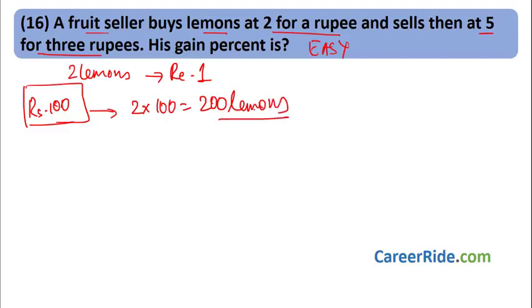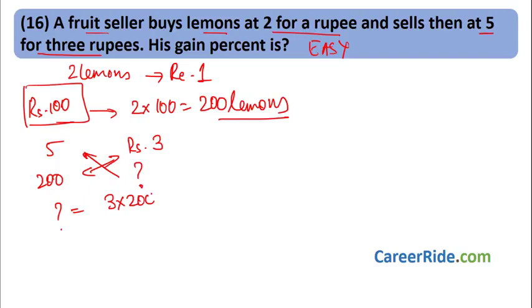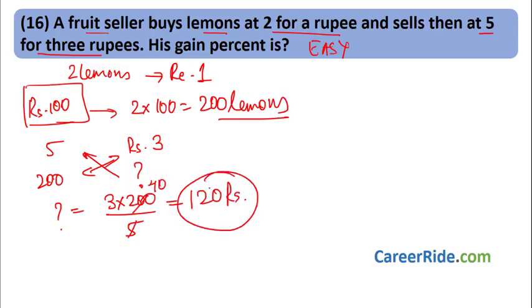Now he starts selling those lemons. If he sells 5 lemons for rupees 3, so 200 lemons would be sold for how many rupees? Simply cross multiply. What do we get? We get 3 into 200 divided by 5, that would be 600 by 5. This is 120 rupees. Okay. Now the fruit seller had 100 rupees with which he bought the lemons. That means this becomes his cost price for the lemons. 120 becomes the selling price for the lemons because he sells all the 200 lemons at 120 rupees.